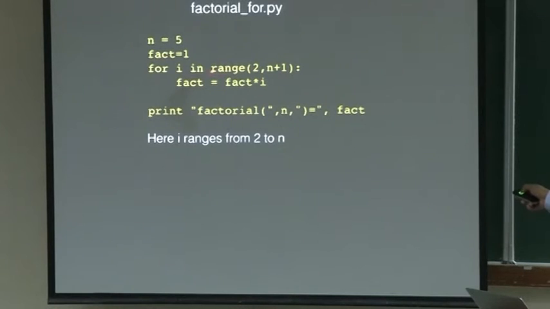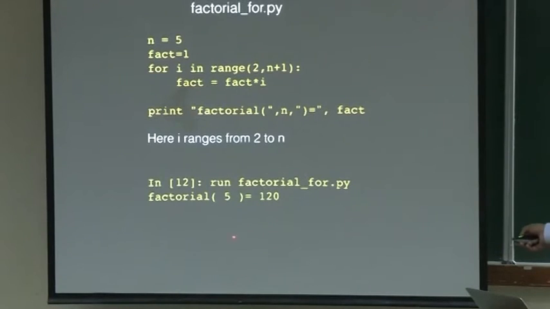So, i will in fact be a list, this is the list whose values are from 2 to n, and you multiply again. So, it is the same idea. Instead of a while loop I am using a for loop and print. So, if I run it again, I will get the same answer.